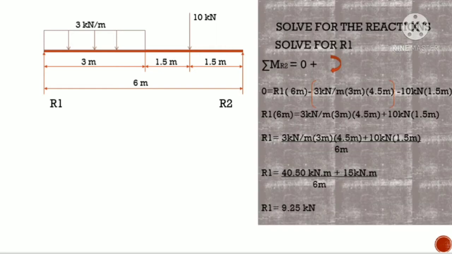So, unahin natin, solve natin una yung R1. Kung we are going to solve for R1, of course, definitely our pivotal point is at R2. So, ang equation natin is summation moment at R2 is equal to 0, positive clockwise, kung saan iikot ang mga forces sa pivotal point.